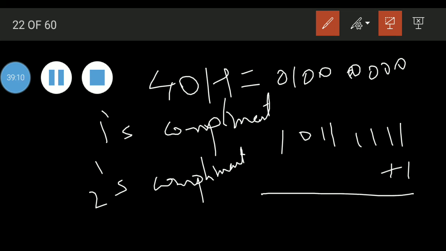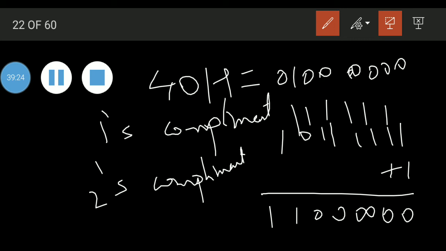When I say 2's complement, it means we just add 0 1 at the end of the 1's complement digits. So 1 plus 1 is 0, carry 1, and so on, and I get 1 1 0 0 0 0 0 0. This is my 2's complement. Just go and see on the screen.